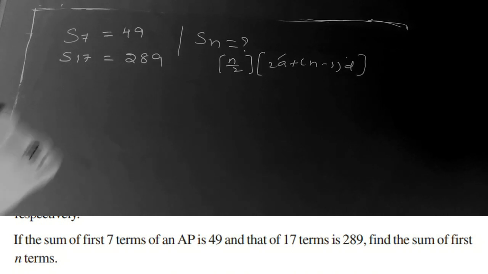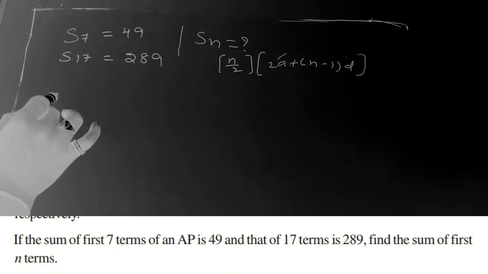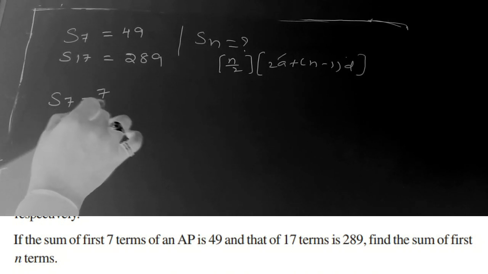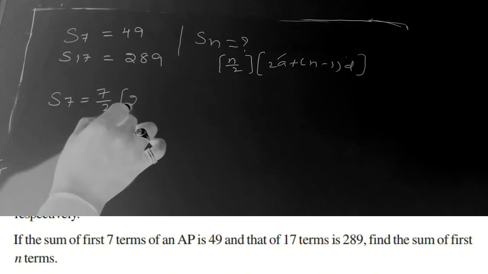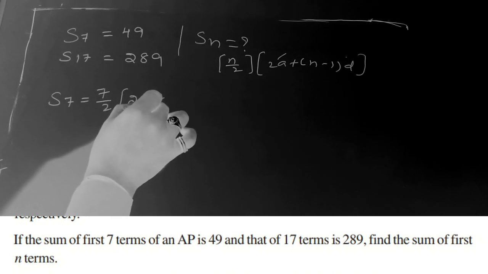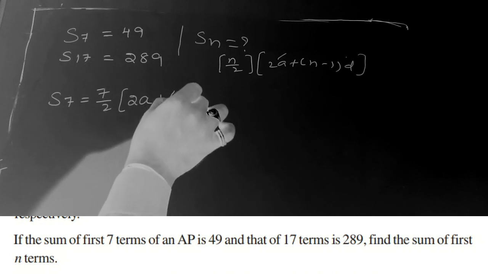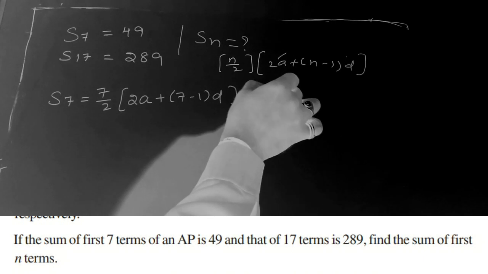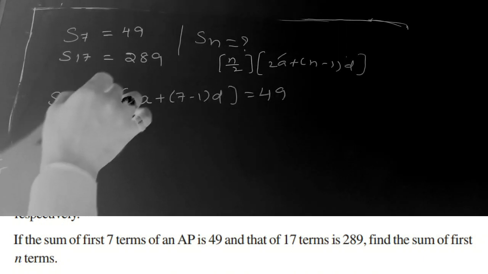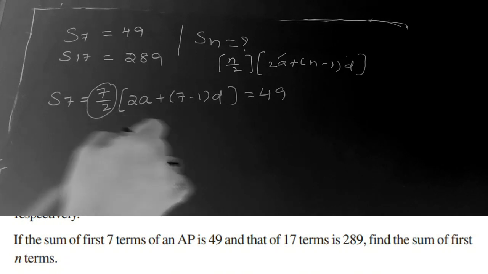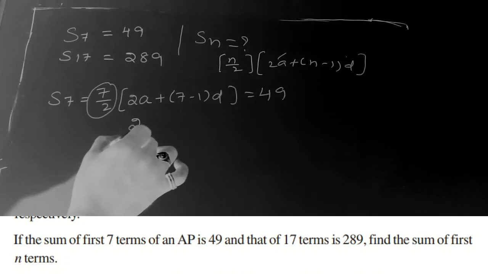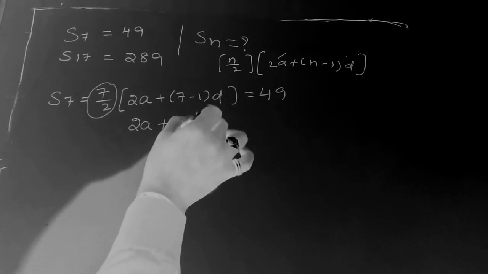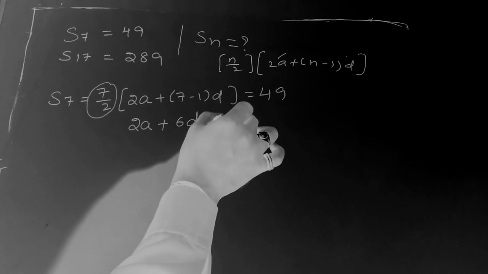Now first you take S7. S7 is nothing but 7 by 2 into 2a plus 7 minus 1 into d, that is equal to 49. 7 by 2 is in multiplication, so it goes to division. So 2a plus 7 minus 1 is nothing but 6, so 6 times d.